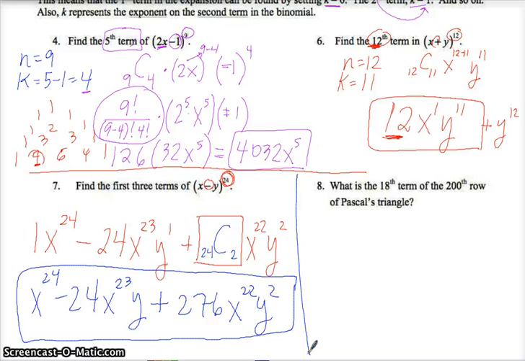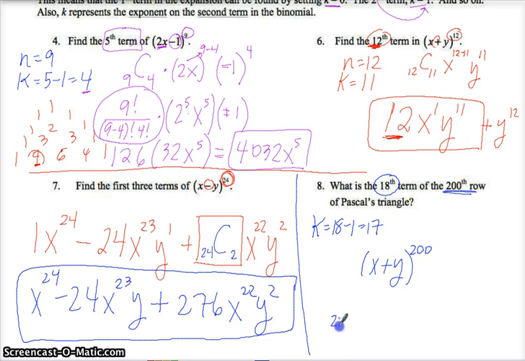Okay, finally, number 8. What is the 18th term? So this is related to k, so k is 1 less than that, which is 17. Of the 200th row. So remember, row 0 is when it was to the 0 power. Row 1 was when it was to the 1st power. Row 2 is the 2nd power. So the 200th row is going to be the 200th power. So the 18th term, if we just did x plus y, sorry, it doesn't say that. So if we did x plus y to the 200th power, it could just be asking for the coefficient of that, but let's just go with the 18th term of this right here.